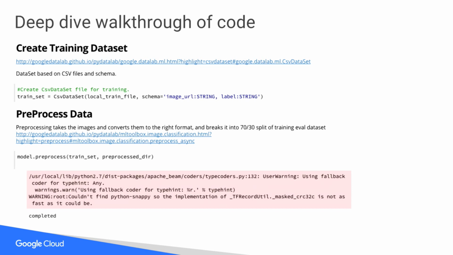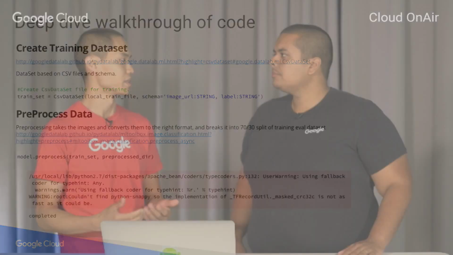So why would you want to split it into 70/30? Wouldn't you want to use all your data in order to train your model a little better? Yeah, I think that's kind of logical reasoning. You want to train it with as much data as you possibly can, right?